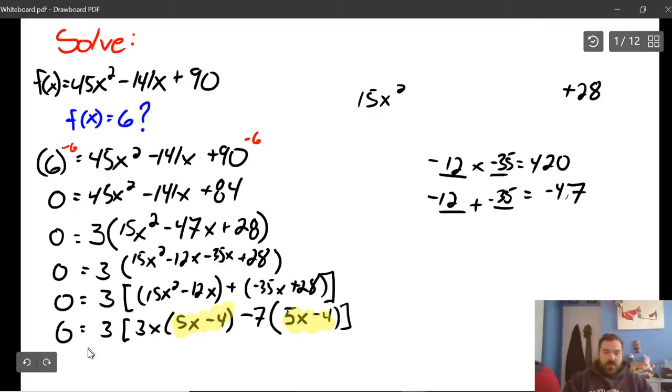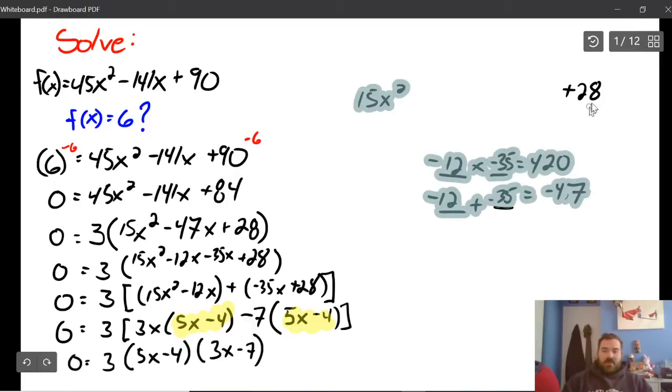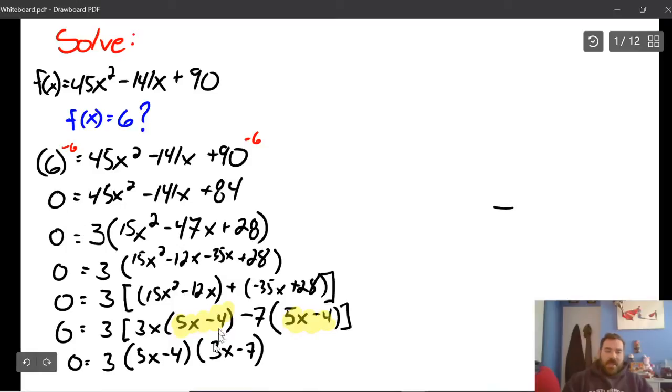And so I'm going to pull those out, and I get 0 is equal to 3, 5x minus 4, and 3x minus 7. And that's great. I was able to factor this, but that's not really what the question is asking. The question is asking for me to solve, which means they're asking for me to find the values of x for which y is 6. And I can do that now because I've got it in a more manageable form. And all I have to do is either get this binomial to equal 0 or this binomial to equal 0, and I'm good.